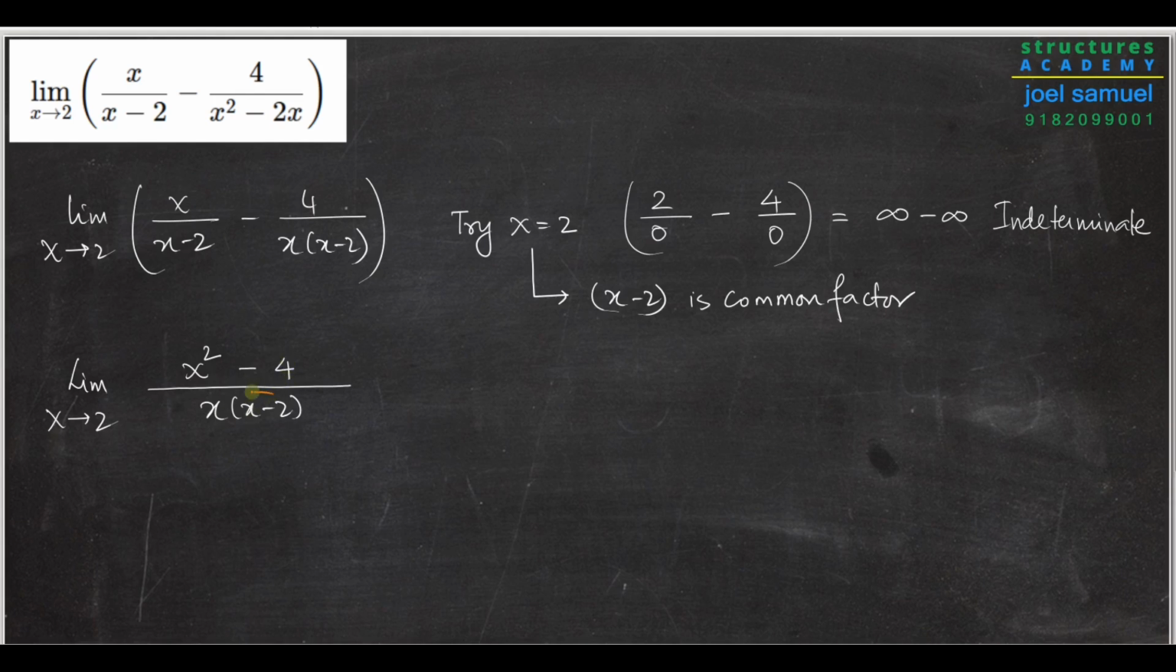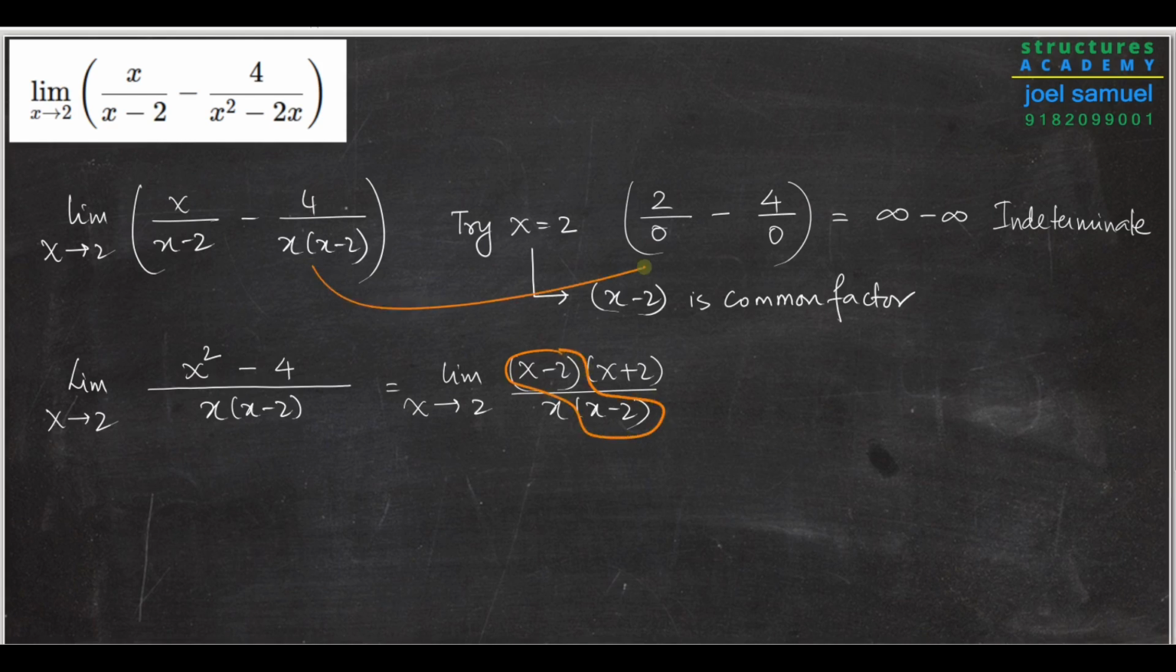Now you can already notice that there is x minus 2 as a factor in the denominator. All we need to do is to factor this x square minus 4 as x minus 2 into x plus 2. So this becomes limit as x approaches 2, x minus 2 into x plus 2 divided by x into x minus 2. Now we realize that this x minus 2 term is what is dragging this entire function to the indeterminate form. So therefore we chop it off and then we declare as x can never be equal to 2. So we are left with the limit as x approaches 2, x plus 2 divided by x.